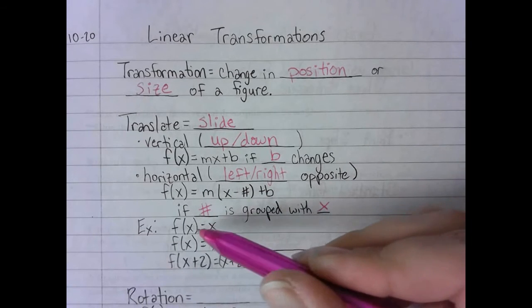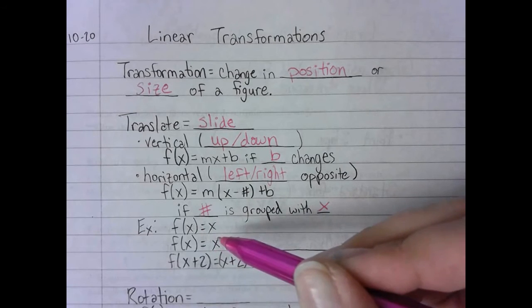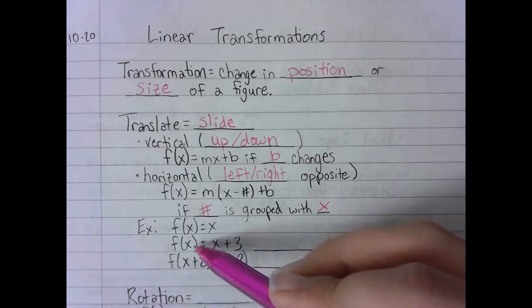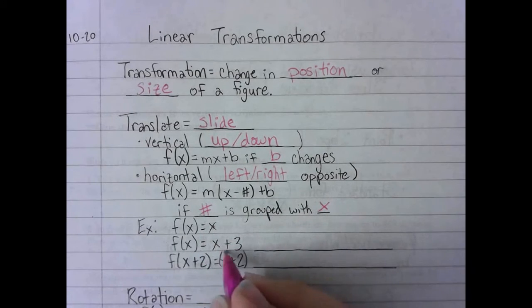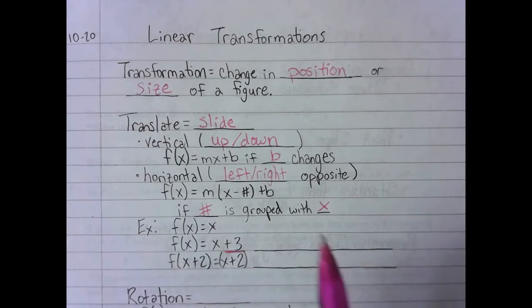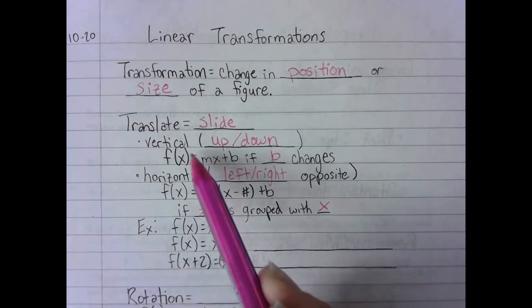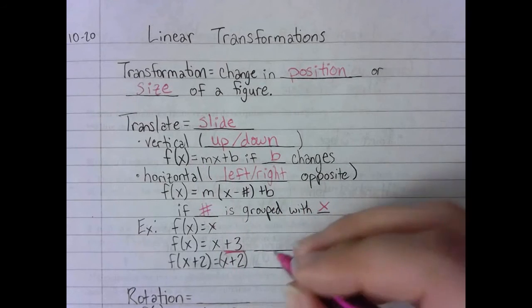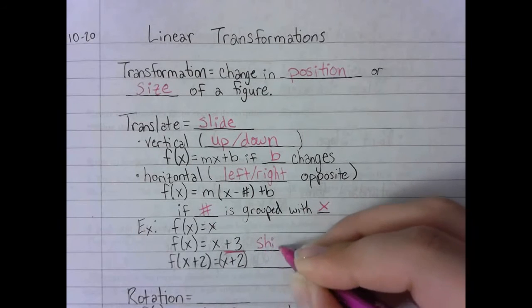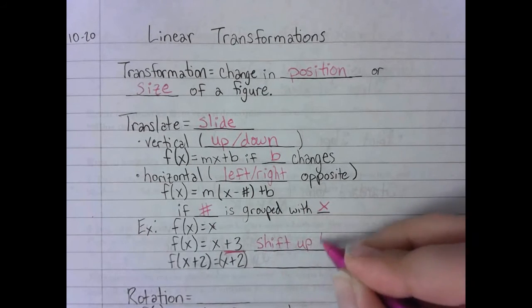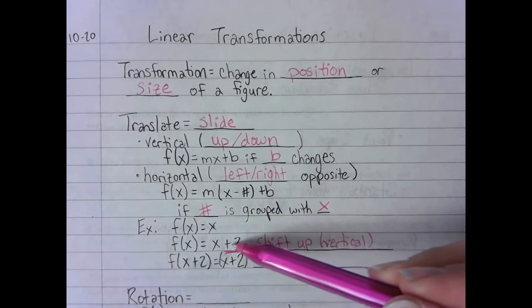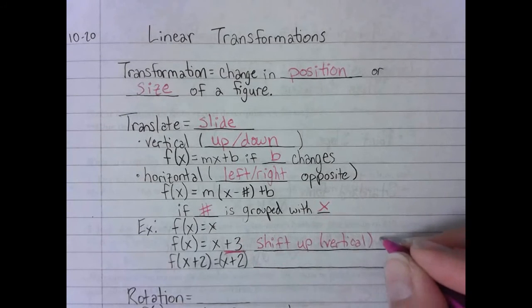So we're starting off with the parent function. So f of x equals x, which would be the same as y equals x. Remember that f of x is the same as y. Okay, so comparing to this original one, if we have f of x equals x plus 3, notice we added 3 to it. Well, that's going to be vertical because our b is changing. Since it's a positive, we're going to shift up. So it is a shift up. That's vertical. And it'd be good to know by how much. Well, it's by 3. So we shifted up 3.